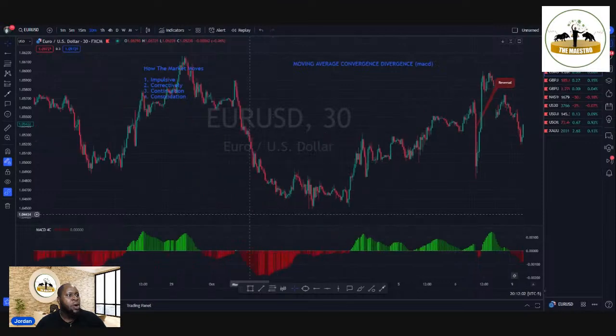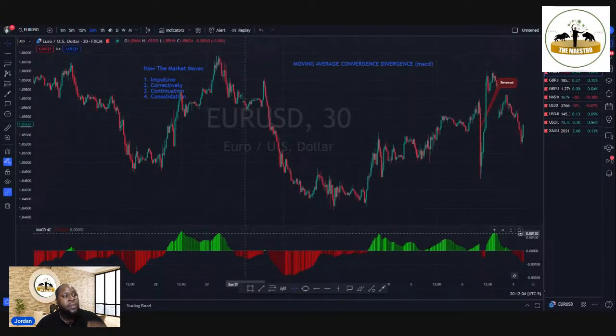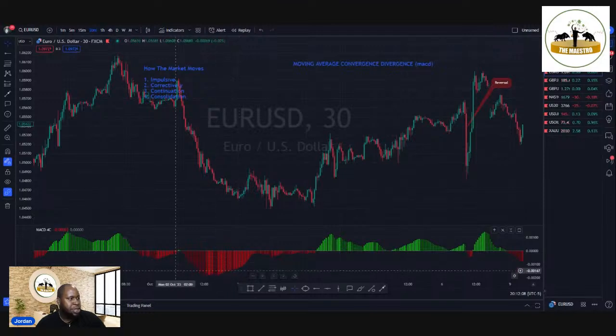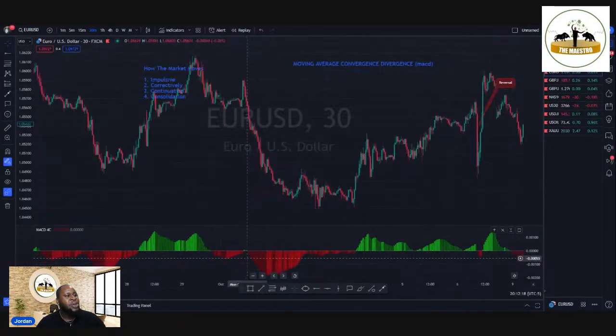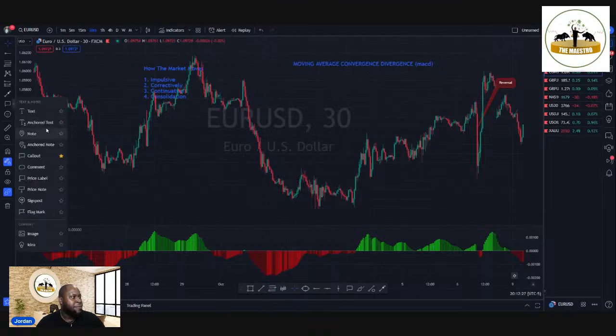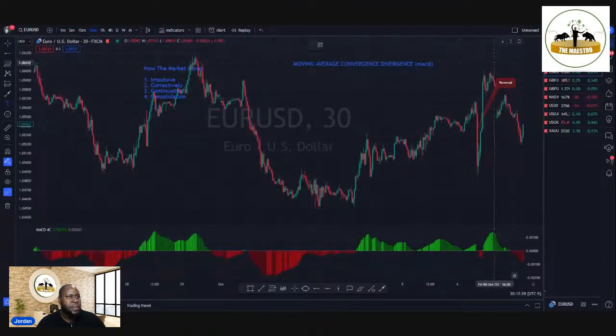What we're going to do is start to understand the different parts of the MACD: moving average, convergence, divergence. A lot of traders tell me whenever they're looking at the MACD, oh, what does this mountain mean? And what does that mountain mean? It's not necessarily a mountain, but this is the histogram. So let's talk about the parts of the MACD.